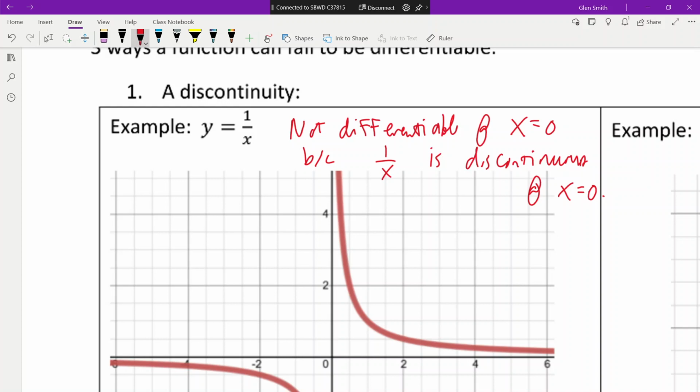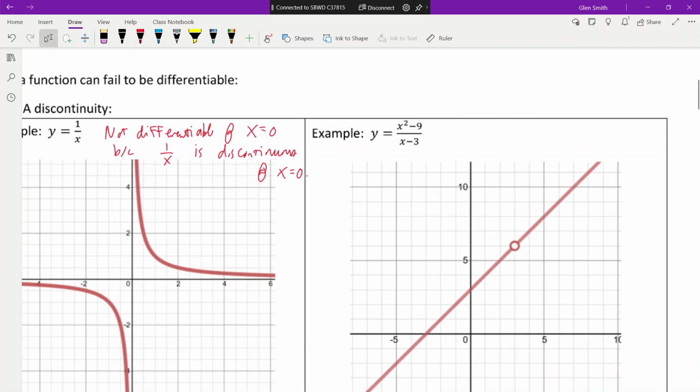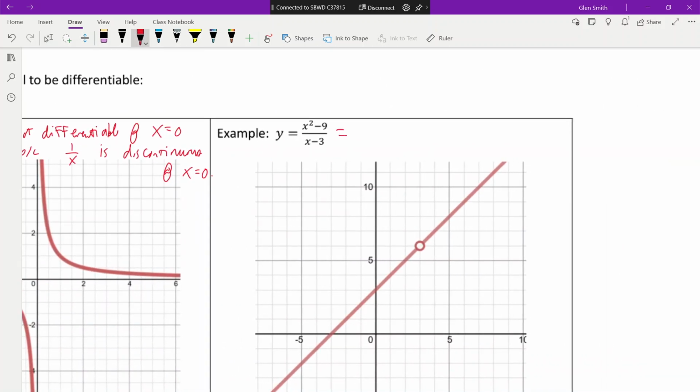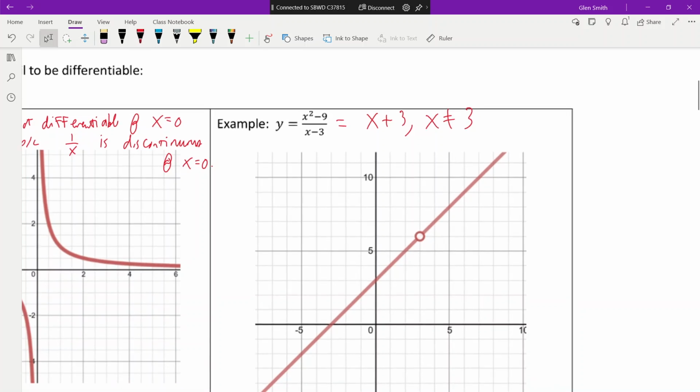Easy enough? Another example. This right here. We all know that this equals x plus 3, I hope. Except at 3, there's a hole. So we would write, this is not differentiable at x equals 3 because y is not continuous at x equals 3. Make sense? This is a pretty simple topic. There's not a ton to it. I'm going to show you everything you need to know about it today.